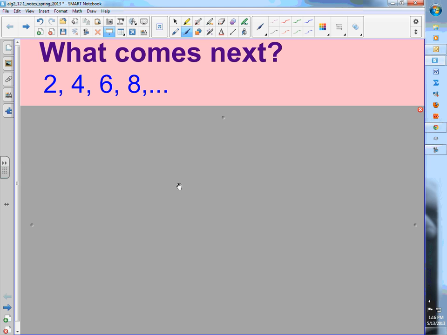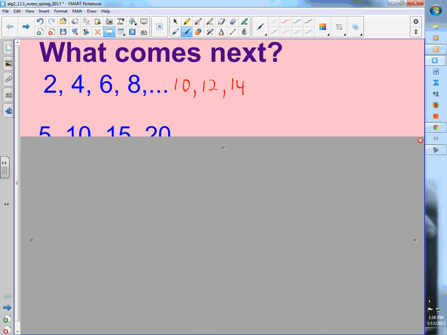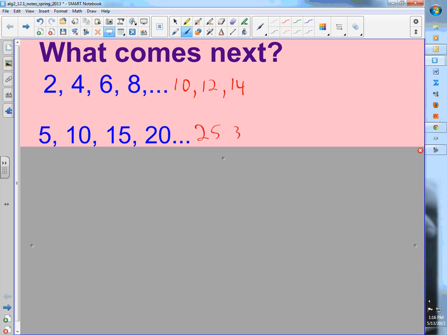So, for example, in this one, the next number in this sequence is 10. Then 12, 14. Right? How do you get to the next term? Just keep adding 2. So in this sequence, the next term is 25. And how do you get to it? You add 5. All right?